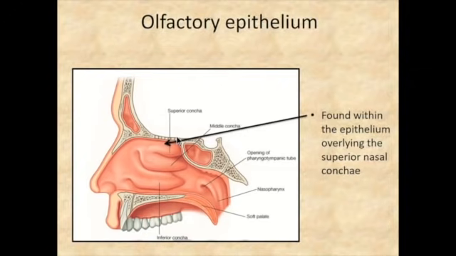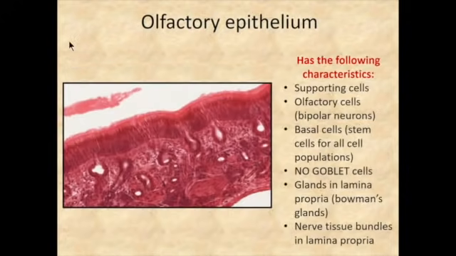With this epithelium, you also will need to identify it. It looks similar, but when you really get the hang of it, you'll be able to differentiate why it looks different. It has completely different cells in it. It has supporting cells, which are columnar cells with microvilli, and then it has olfactory cells, which are actually bipolar neurons, and it has about the same population for both. And then there are basal cells adjacent to the basement membrane that are going to give rise to both the supporting cells and the olfactory cells, or the bipolar neurons.